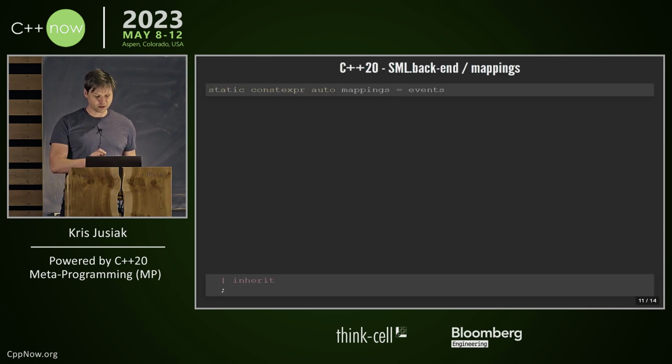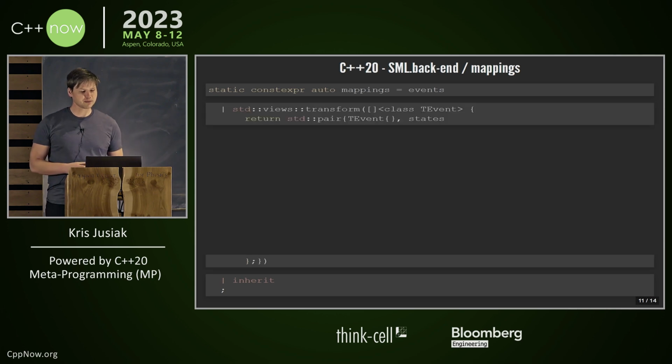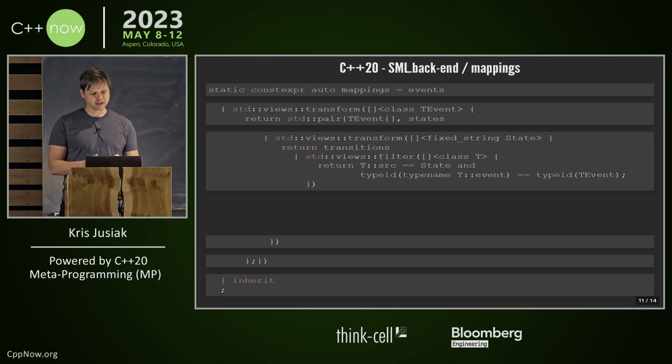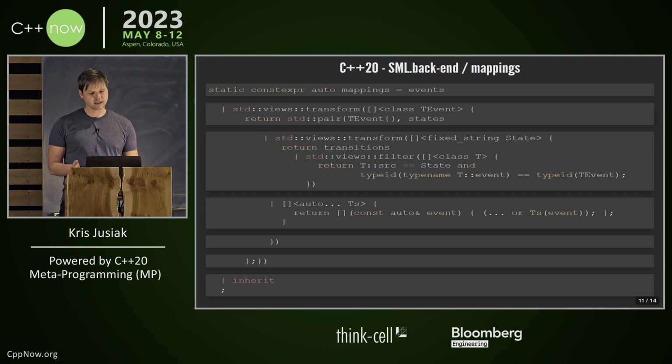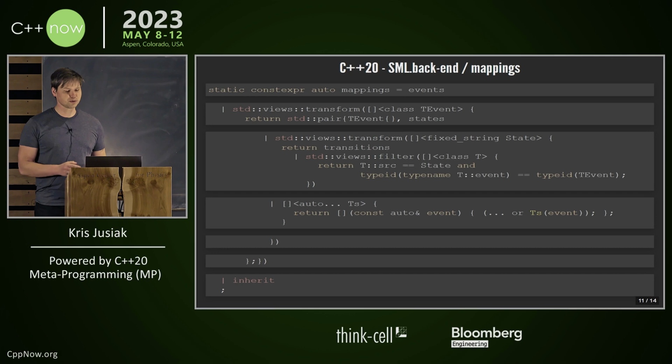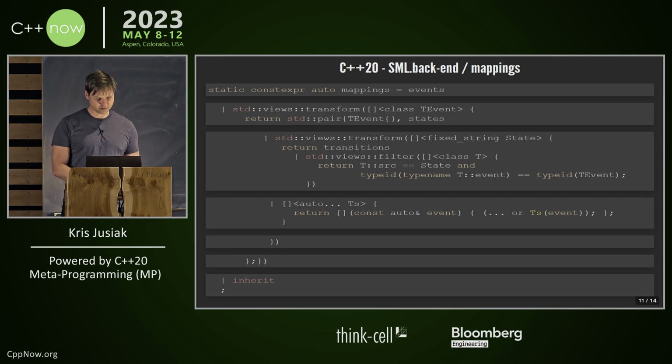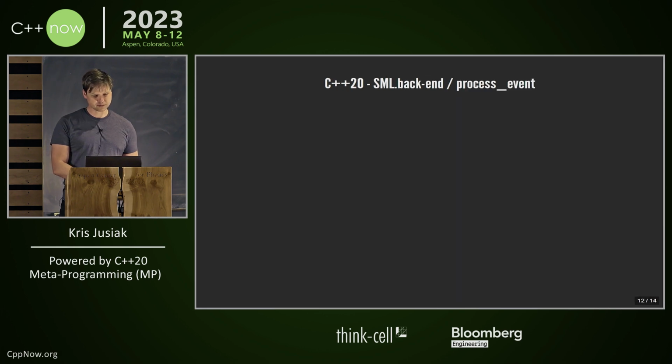I have to go faster. So we have events. We pipe it to transform. We get the pair, so we have the event. And then we get the states. We transform them again, get all the transitions. We filter the ones which match the source state and the event. And here we use type ID, which is kind of handy. And then we pipe it to all the transitions per state. We pipe to the lambda, which will call all the transitions per given state. And at the end, we pipe it to inherit so that we can get the mapping which we wanted.